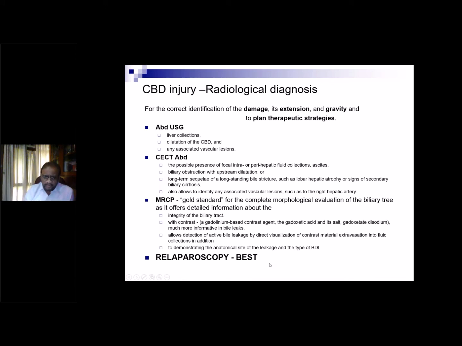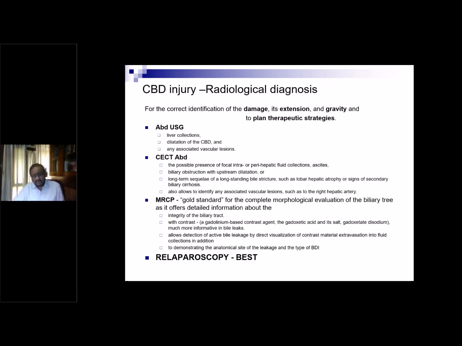Re-laparoscopy. Go back immediately. The moment you suspect some kind of a problem in this patient, immediately put a laparoscope back inside, 24 hours down the line. Do that. That is the best investigation. It will show you bile, which shouldn't have been there. It's lying in the Morrison's pouch. It's lying in the parahepatic area. You'll find it basically bathing the whole of the small bowel and the pelvic area. So perhaps the best diagnosis could be made by a re-laparoscopy done within 24 hours.